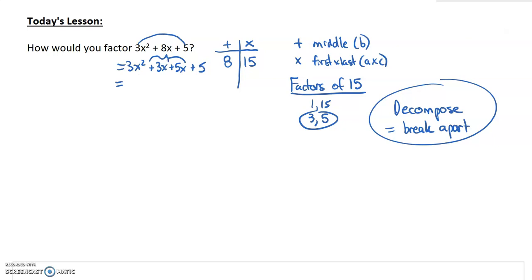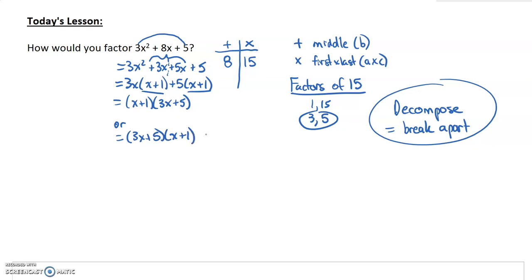I'm going to take the first two terms, and I'm going to say, what's the common factor there? Well, it's 3x. This is going to give me x plus 1. And I'm going to take my second two terms, and I'm going to say, what's the common factor there? Well, it's 5. This is going to give me x plus 1. And just like we've done before, because x plus 1 is common to both halves of this, x plus 1 is written first, and then we have 3x plus 5. You could have written that also as 3x plus 5 times x plus 1.